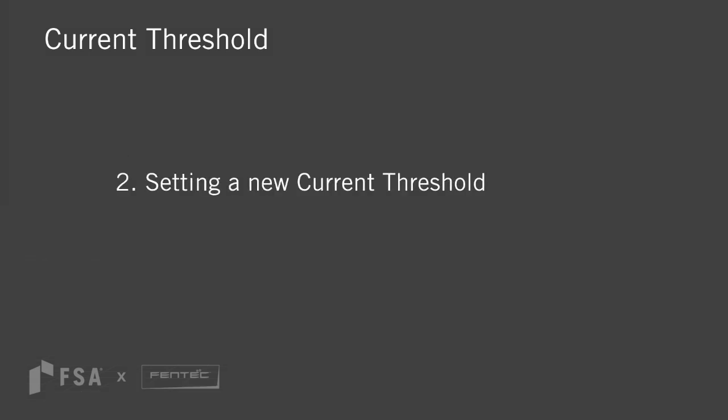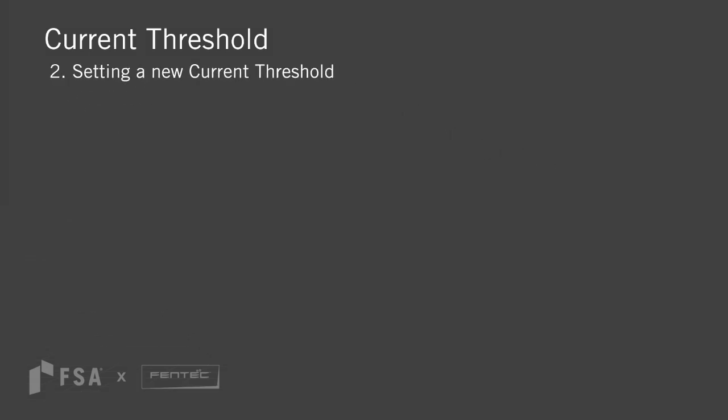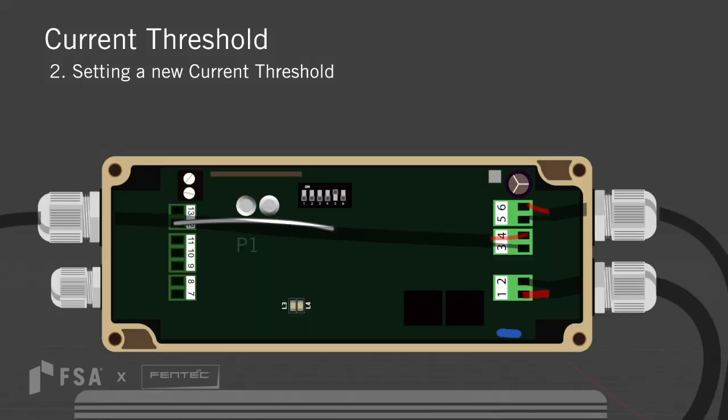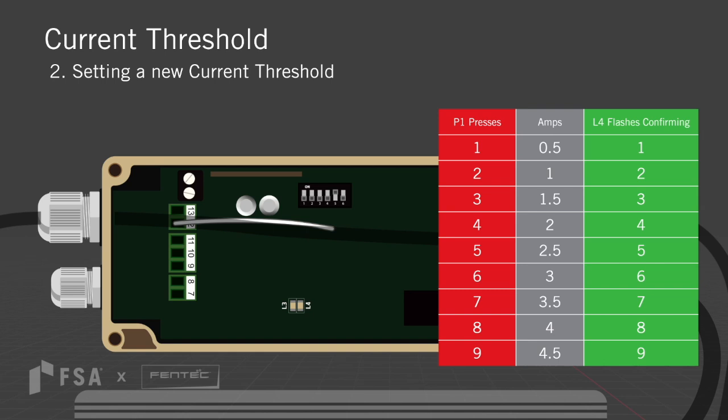2. Setting the new current threshold. Changing the current threshold involves pressing P1 to set the amount of amps desired. One press is equal to half an amp. This table shows you the number of presses required for each amp setting.